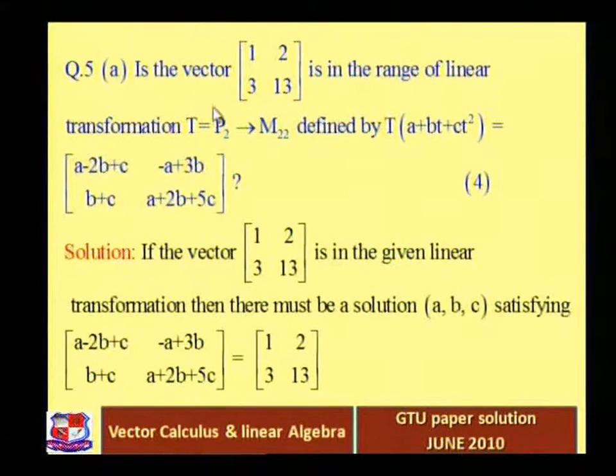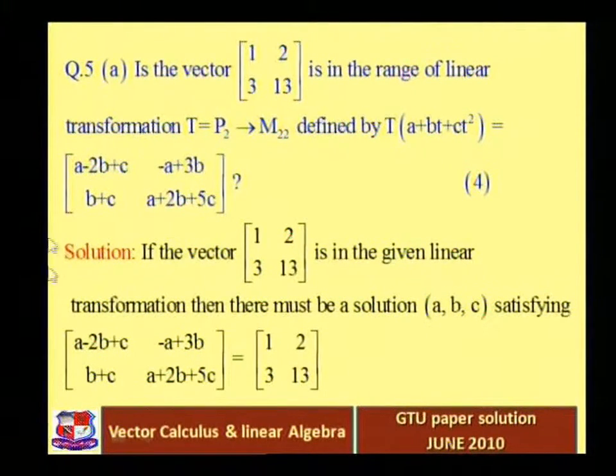Next question, question 5a. Is the vector [1 2; 3 13] in the range of linear transformation T, where T is defined from P2 to the set of 2 cross 2 matrices? P2 means the set of degree 2 polynomials, and this is the set of 2 cross 2 matrices, defined by T of A plus BT plus CT square, that is equal to [A minus 2B plus C, minus A plus 3B; B plus C, A plus 2B plus 5C].